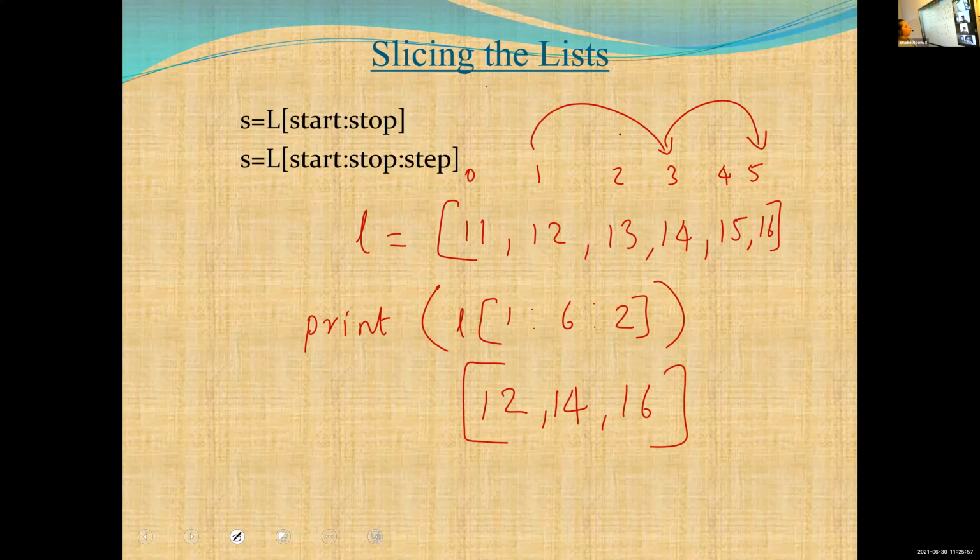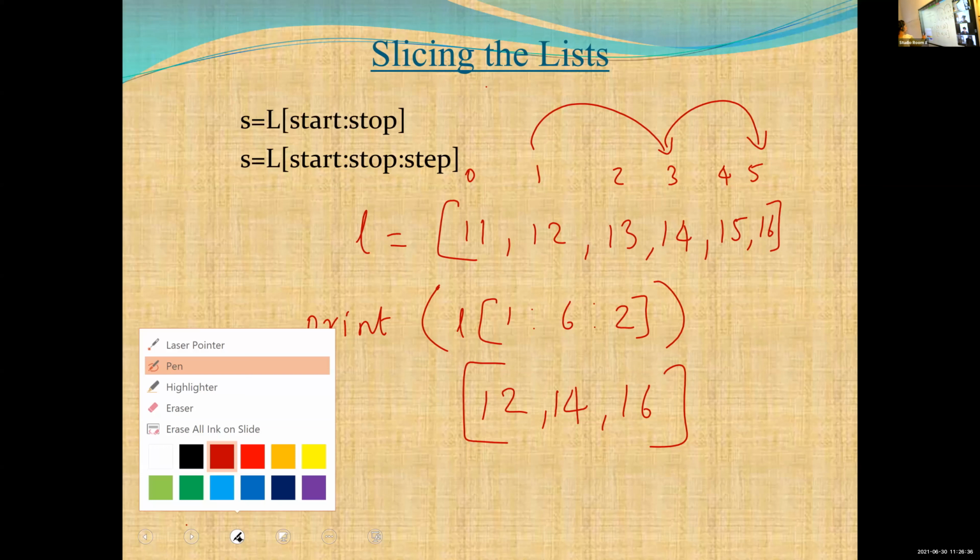Okay, then another one. L of 0, 6, 3. Emmanuel, what is the output? Just write the statements. 11.